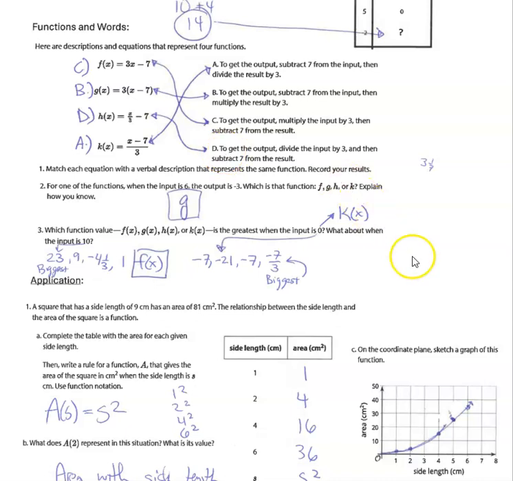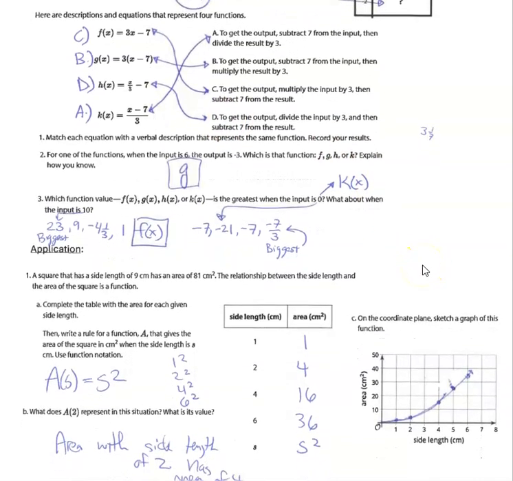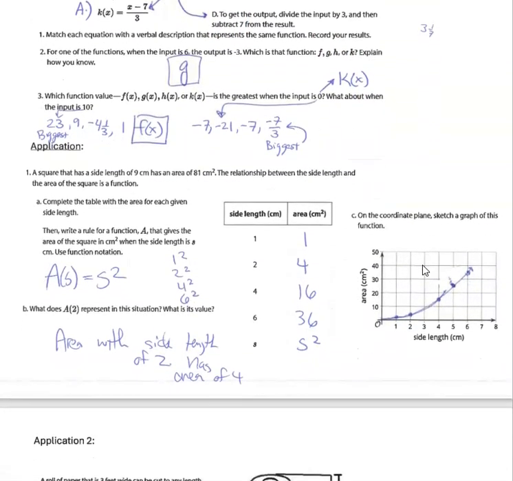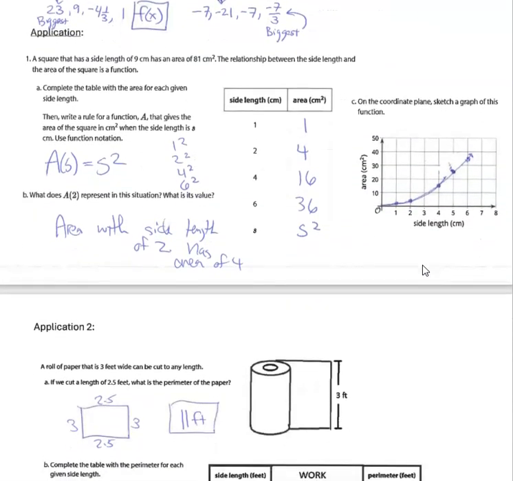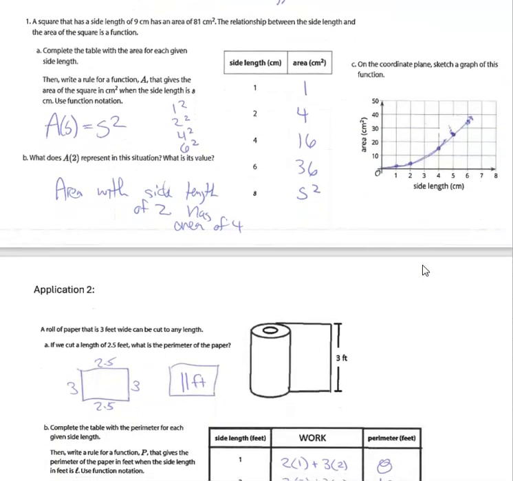After we've studied functions, we've looked at functions and connecting them to words and function notation. Now what we need to do is students need to be able to describe and show functions as tables and graphs. So in this one right here, they're talking about a square, and they say if a square has a side length of 9, its area is going to be 81.